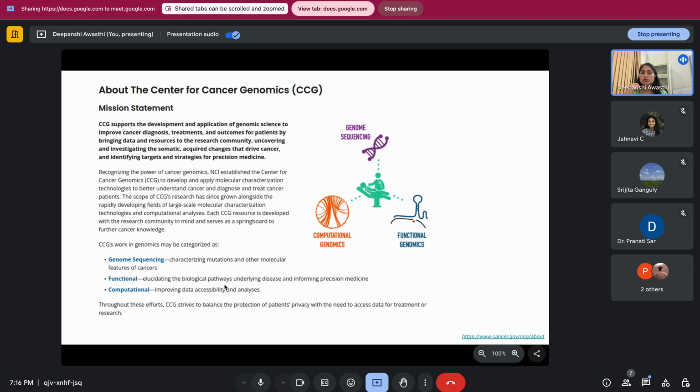For example, apoptosis is one of the pathways, which is programmed cell death. If programmed cell death isn't properly maintained, the cells will continuously keep on dividing. Apoptosis won't happen, and it will lead to a tumor, which, if it is malignant, will spread in the entire body. So it is also the cancer phenotype. These studies can be done with the help of functional analysis, and in computational, they are improving data accessibility and analysis.